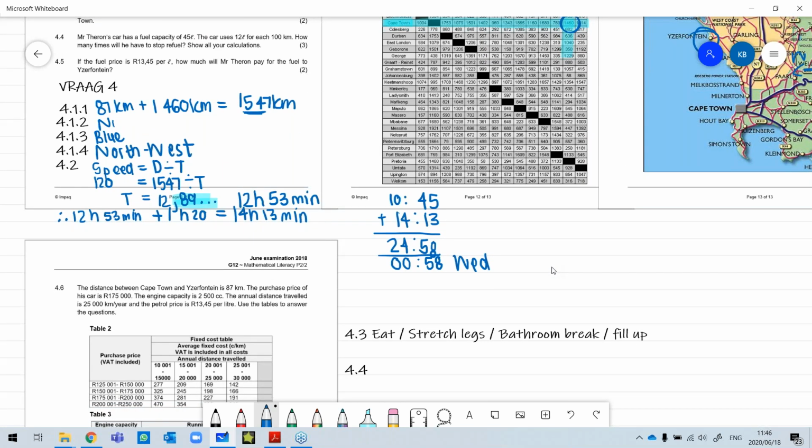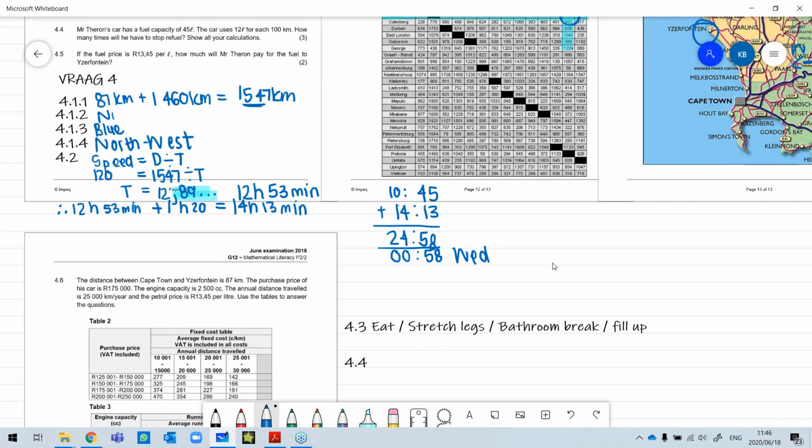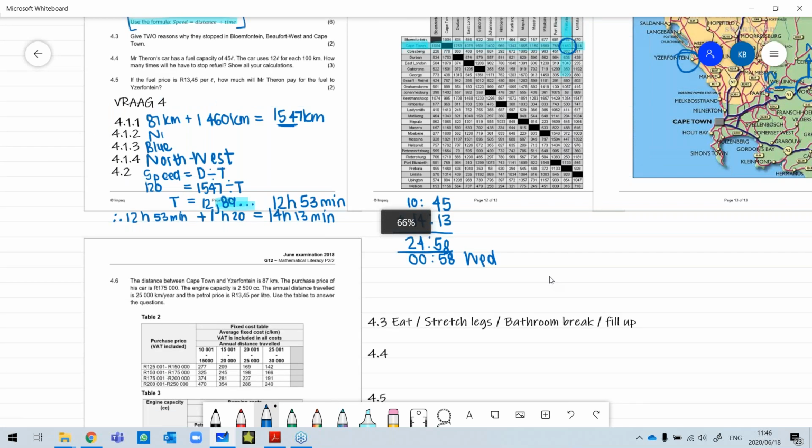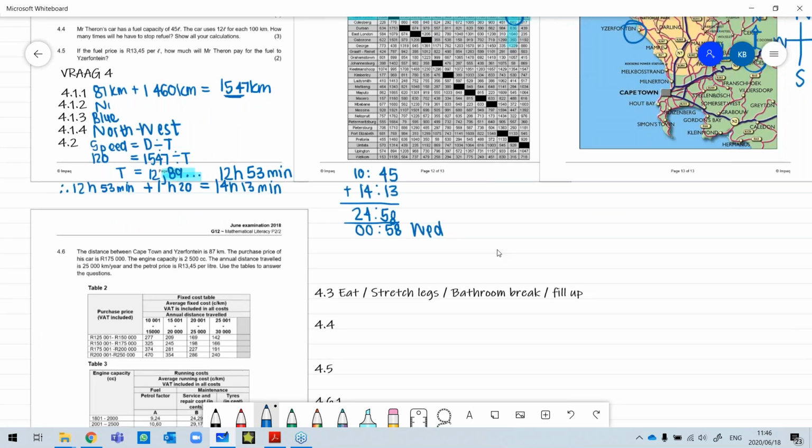Mr. Theron's car has a fuel capacity of 45 liters. The car uses 12 liters for each 100 kilometers. How many times will he have to stop to refuel? Show all your calculations. Just going to zoom out a little bit. So first of all, the fuel capacity is the size of his petrol tank or his diesel tank. So he can carry 45 liters of fuel.